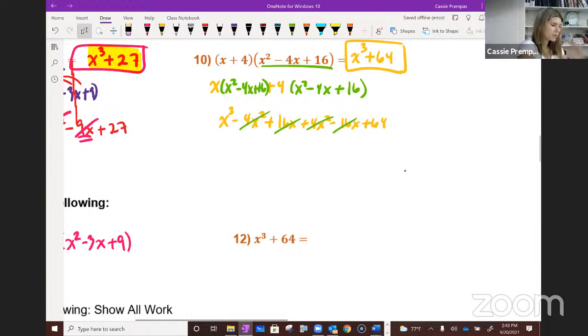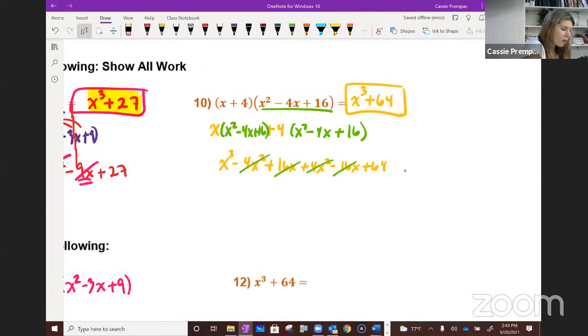All right, guys, bring it up to the front. Hopefully you noticed, wow, all of those middle 4 terms canceled again. And we got an answer of x cubed plus 64. Let's see if our patterns that we observed, at least so far, still hold true. Is 64 a perfect cube? What number times itself three times gives you 64?